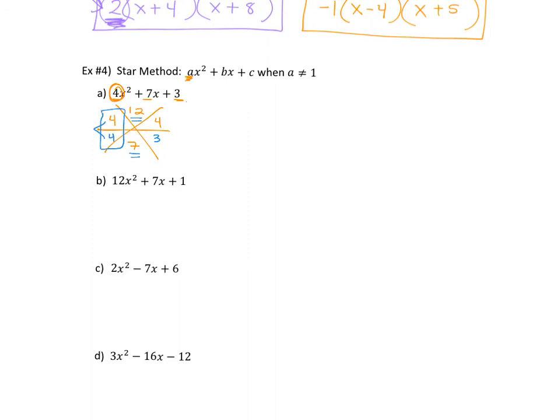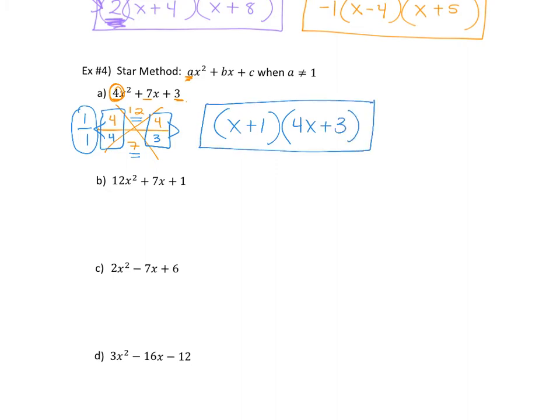So this is going to be 1 over 1. This one we can't reduce. So now we're going to rewrite this as x plus 1, or 1x plus 1. That's my left side. And then this one is going to be written as 4x plus 3. And that will be my answer. All right, let's do it again.